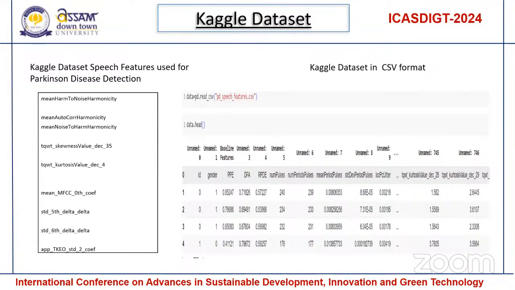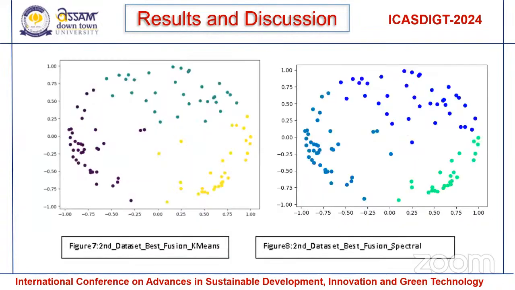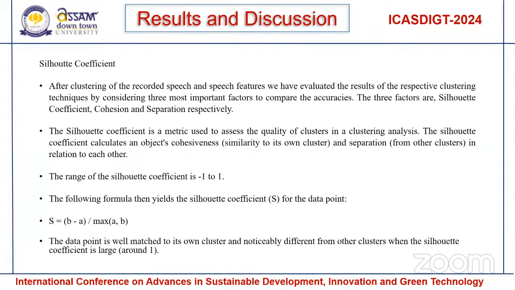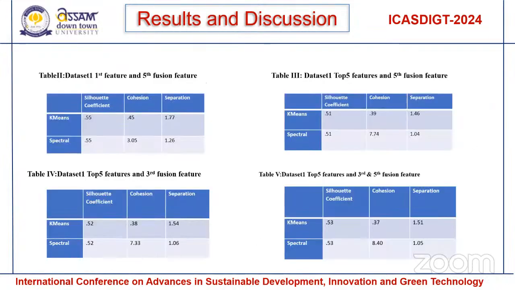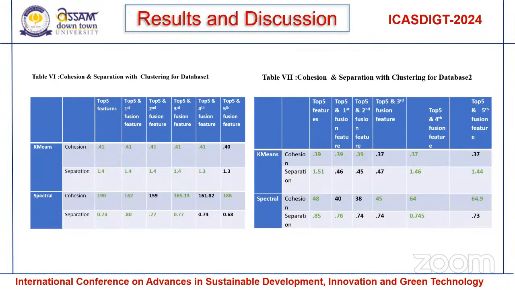So this is the Kaggle dataset speech features, and these are some cluster visualizations that we found after the clustering was done. And we used 3 cluster accuracy measures: silhouette coefficient, cohesion, and separation. And from the tables, we found that the results obtained with the features before fusion are poorer than the results with the fusion features with the clustering algorithms, which are better.